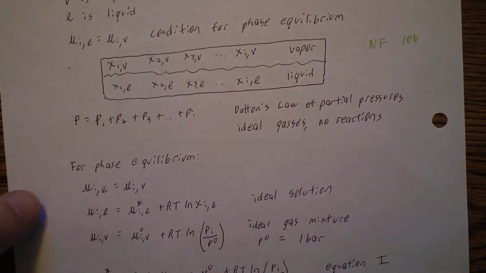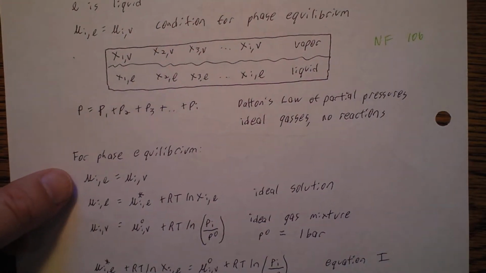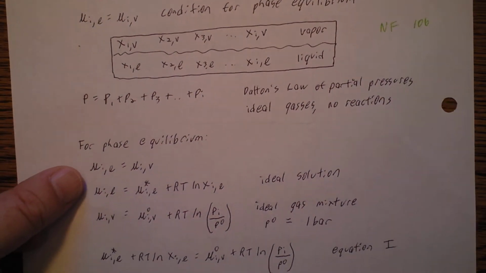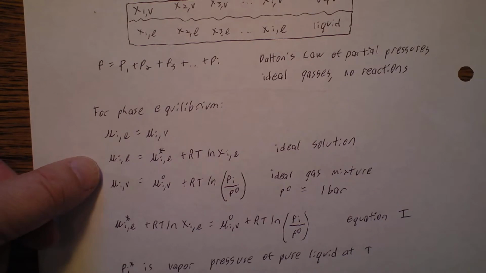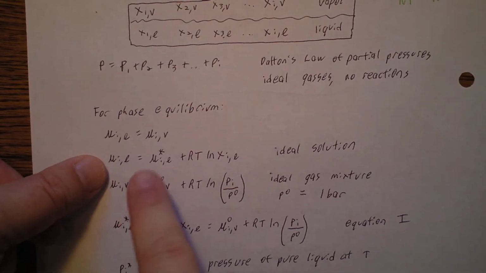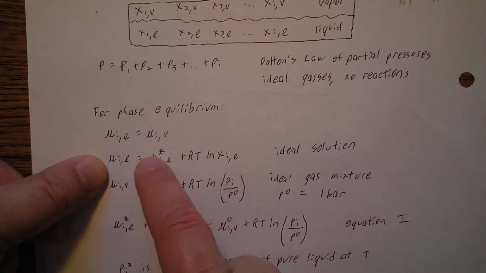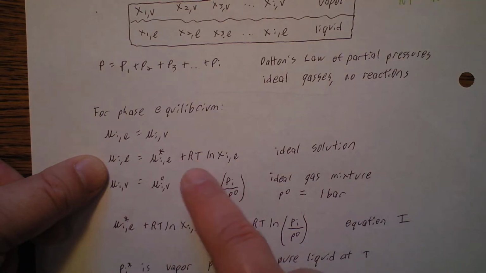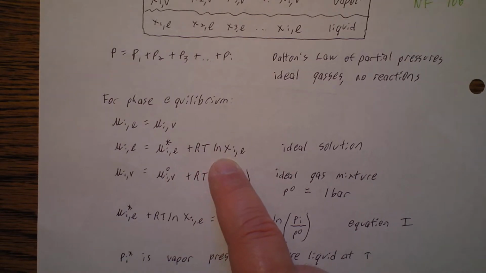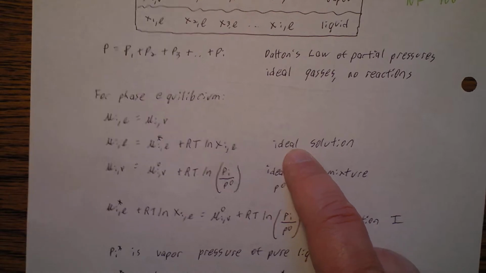Now for phase equilibrium, the chemical potential of I in the liquid form is equal to the chemical potential of I in the vapor form. The chemical potential of I in the liquid form is equal to the chemical potential of I in the liquid form in the pure state plus RT times the natural log of the mole fraction of the substance I in the liquid form. This is for an ideal solution, of course.